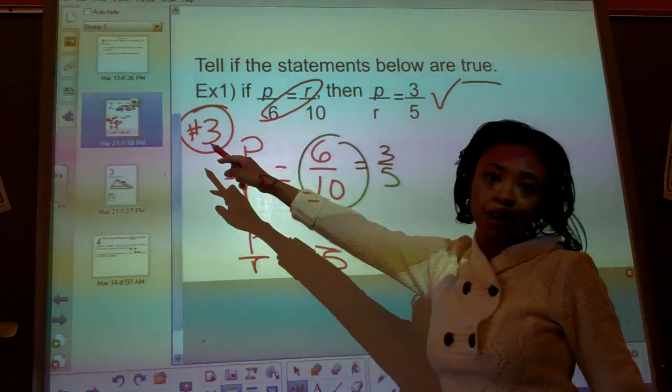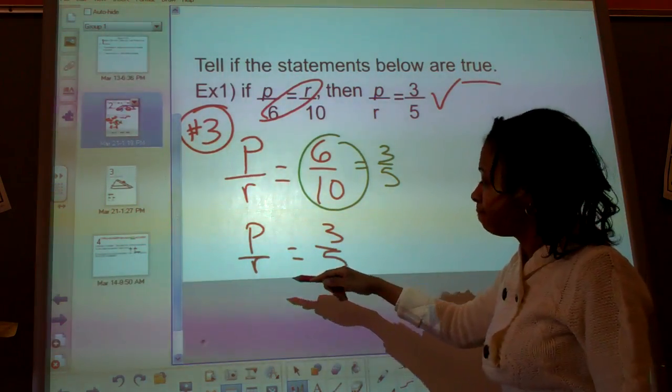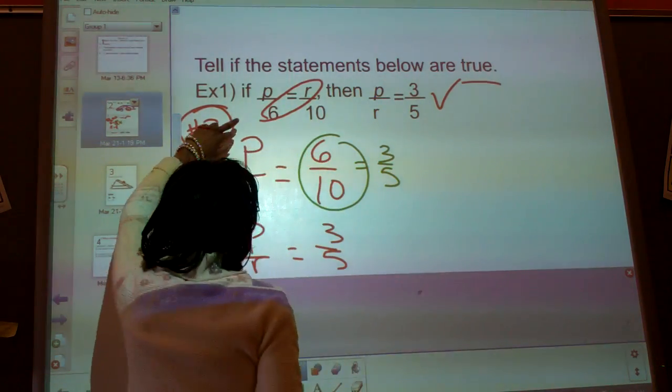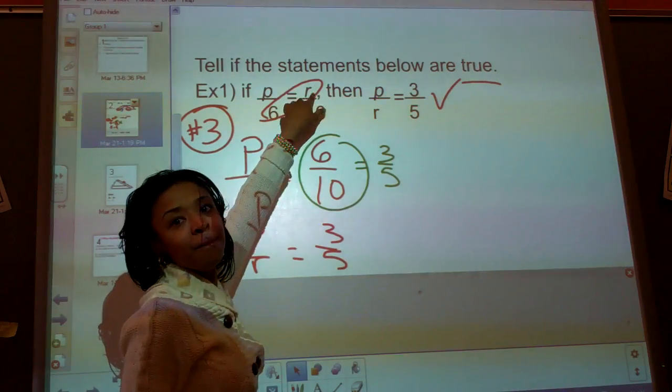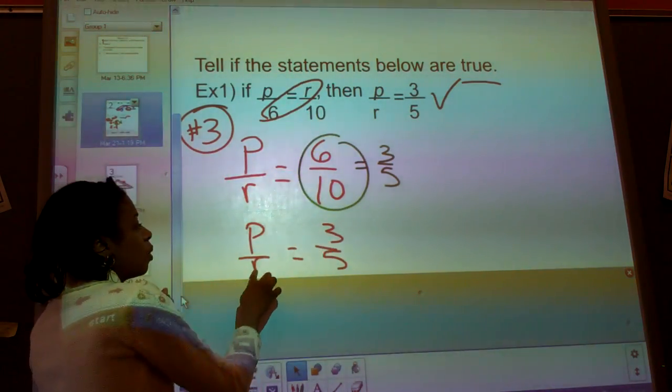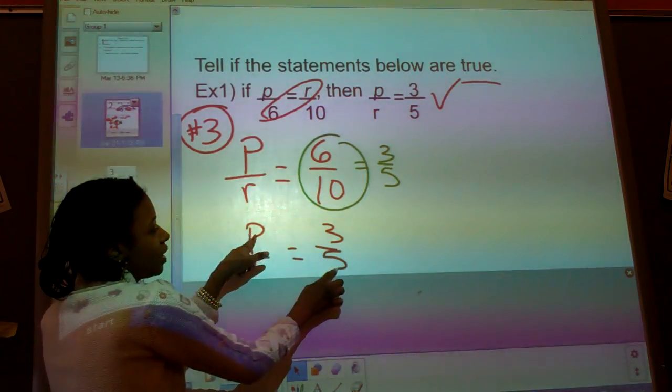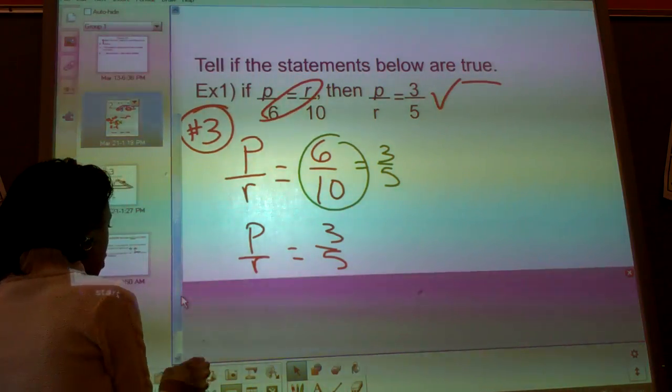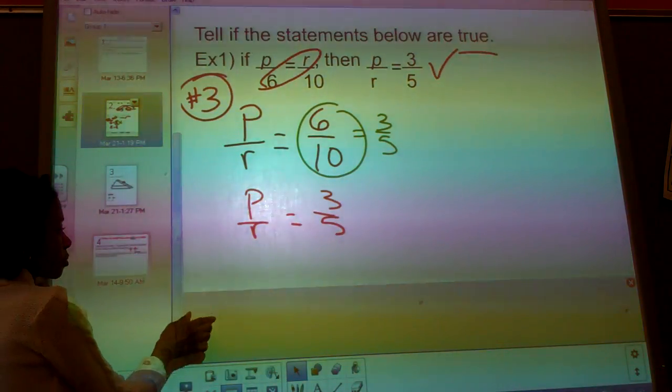This looks like property number 3. Remember, property 3 says we switch the B and the C. And that's exactly what we did. We switched B and C. A and D stayed in the same position. Let's look at another example.